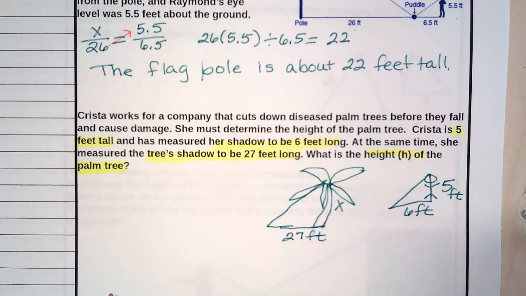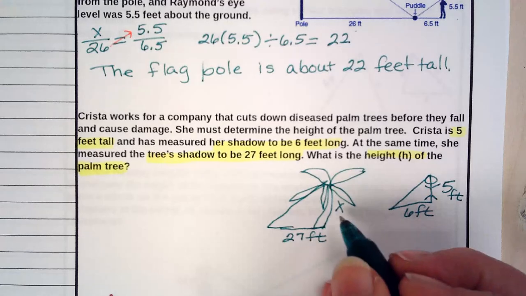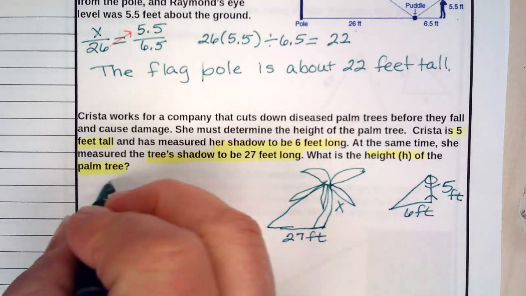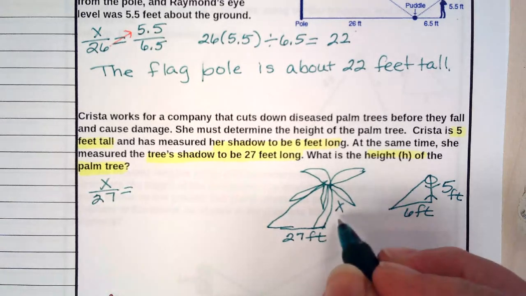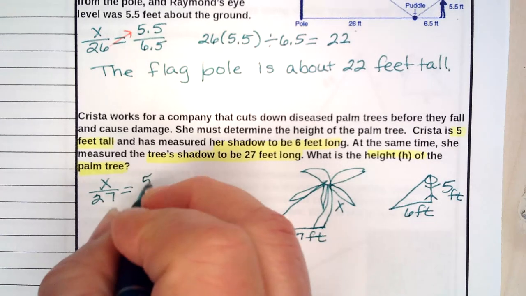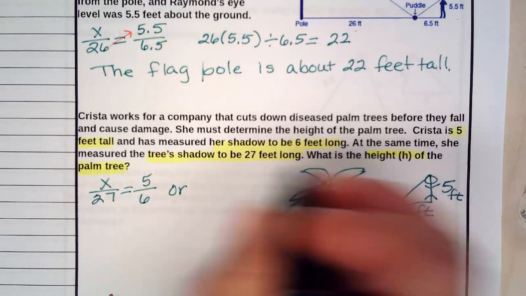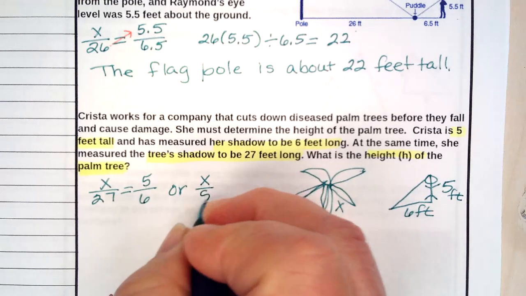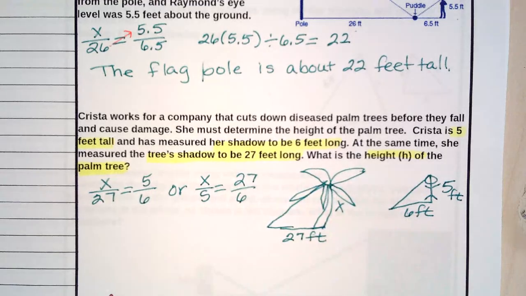How do I set it up? Do I go from side to side, or do I go from tree to tree? Or tree to person? Okay, if I go from side to side, X over 27 is equal to, X is my height, 5 over 6. Or, I could do X over 5 is equal to 27 over 6. Both ways are correct. You're going to do it the way you see.